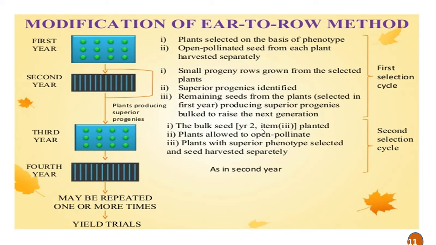The bulk seeds of the second year, that is the remaining seeds from the plants, are planted, having superior progenies, and plants are allowed to open pollinate, and plants with superior phenotype are selected and seed harvested separately, just like in the second year. And this is the cycle: this is the first cycle, this is the second cycle, and until we achieve our goal we can continue this, and after that there is a preliminary yield trial, multi-location yield trial, and then release as a variety. So this is the modified year to row method in which the progeny test is carried out, and on the basis of that progeny test the superior progeny is transferred to the next generation.